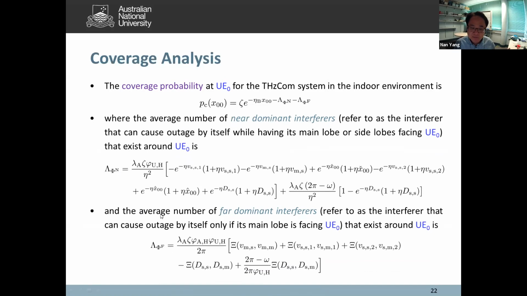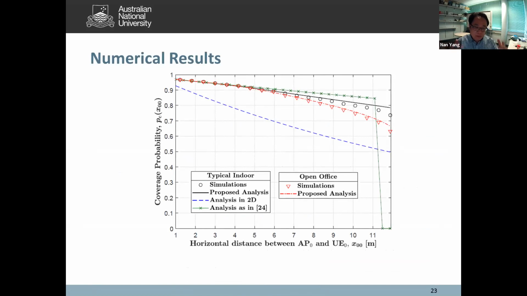And we also have the average number of far dominant interference, which is given by this result. The detailed derivation for these two results has been provided in the paper, and they use the hitting probability that we just introduced before. So here is the coverage probability, and this is the key result. And then we want to use numerical results to show the benefits.